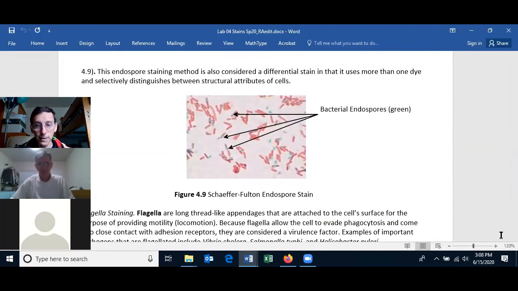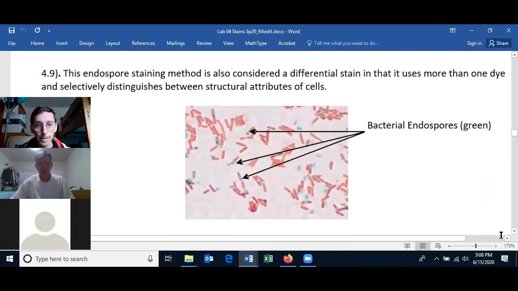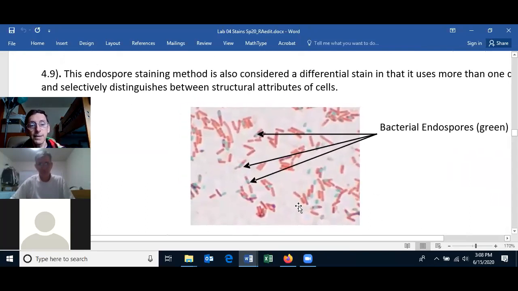Let me see if I can blow this up. So in this endospore stain, well, that's a very good one right here. You can see the parent cell is reddish and the endospore is growing inside the parent cell. This one here has the endospore on the tip of the parent cell, and that endospore is very big. And there's an endospore that's been released from the parent cell. Anyways, the endospore stains green, the parent cell stains pinkish. Any questions about that?